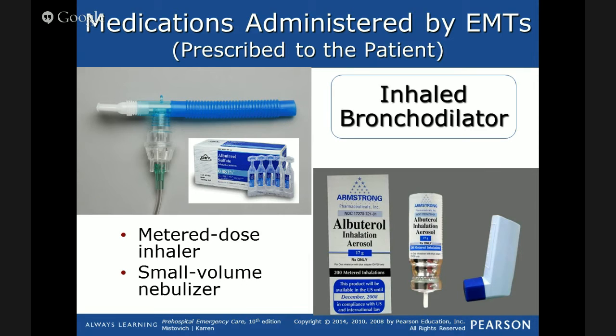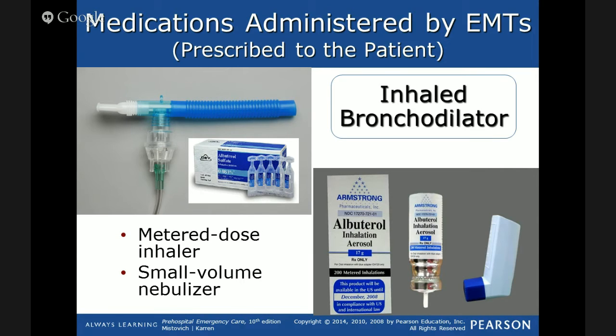It comes in two different ways. Typically, it's supplied at home by the metered dose inhaler, the little puffer. Everybody's seen those. Everybody's got that one asthmatic friend who has asthma. Anybody? No diabetics and no asthma? Oh, we got one. All right. So we've got the little puffer here.